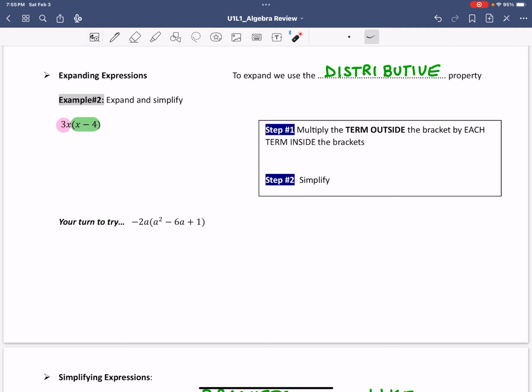Now, since we're multiplying 3x by this binomial, it means that every term in the binomial will be multiplied by 3x. So 3x will multiply x. Let's write this down. And then 3x will multiply negative 4.